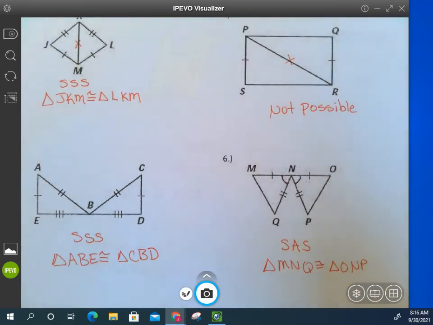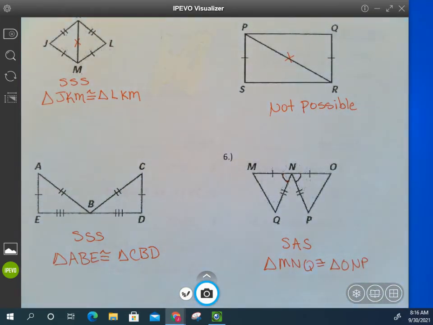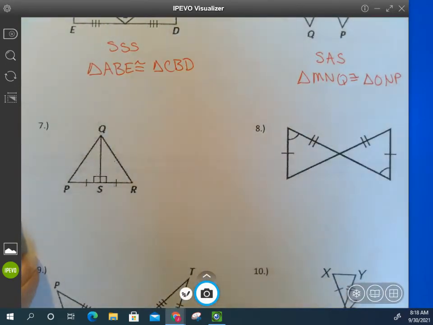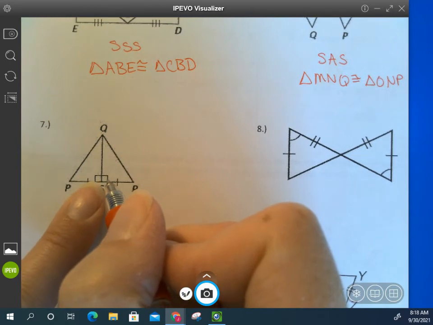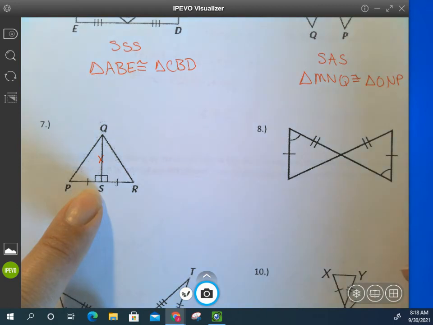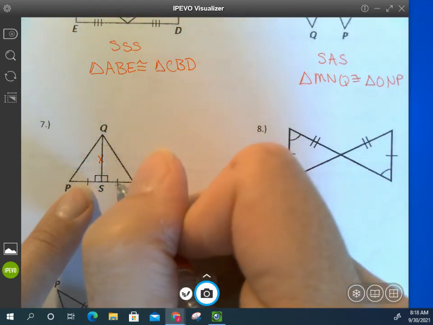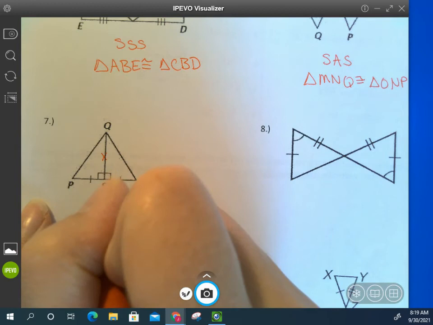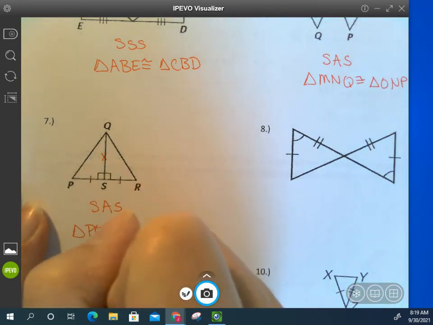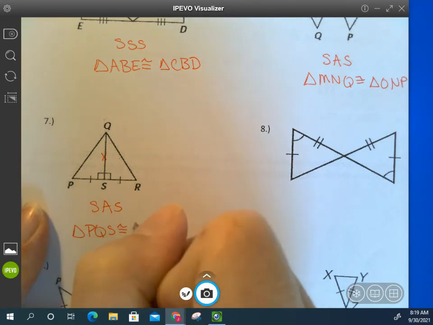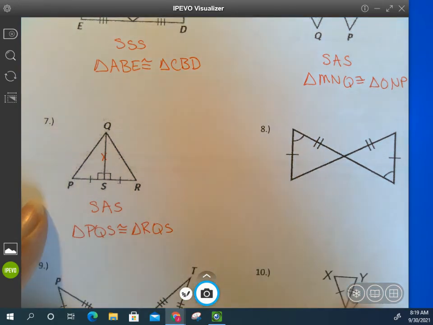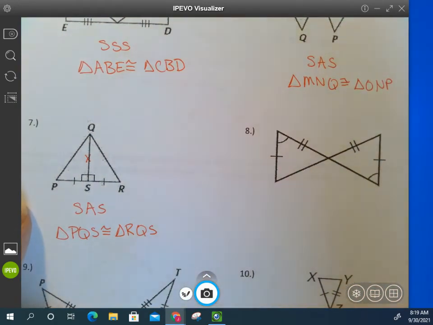Okay, if you didn't finish this worksheet, try the rest of them. So in number 7, I see a side and an angle marked, and actually a 90-degree angle. Do you guys see that this side is shared? Do you see that there? So we do have a side, an included angle, and a side, and these triangles are congruent. It is triangle PQS, which is congruent to triangle RQS. Honestly, the triangle congruence statements, that's what takes a little time.